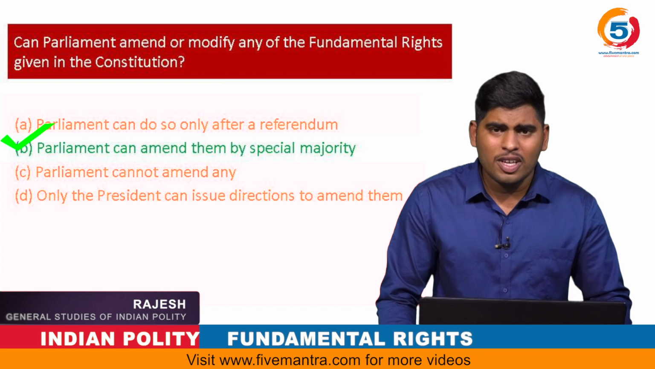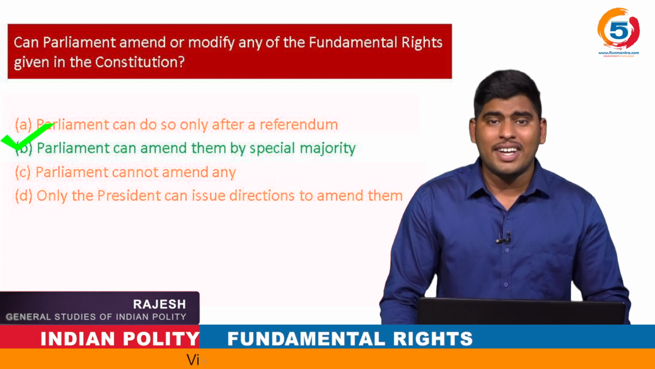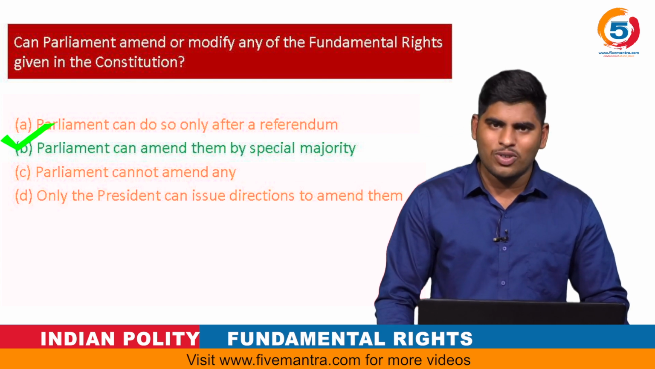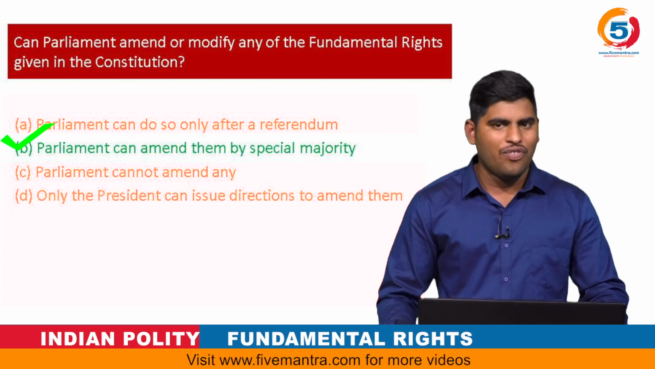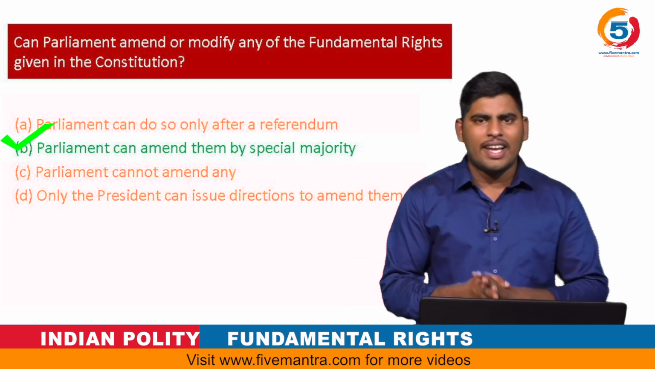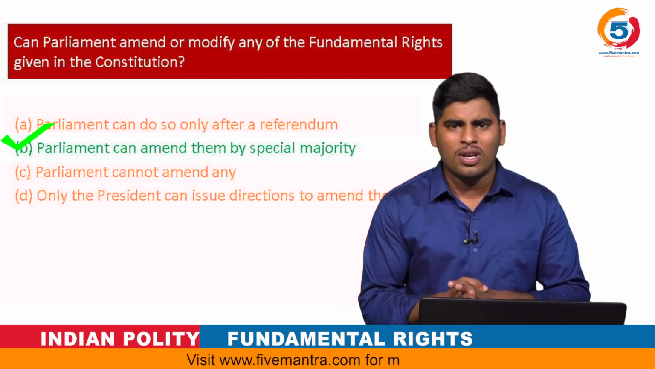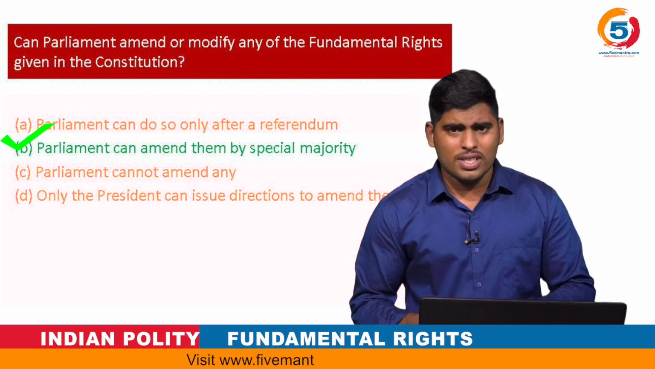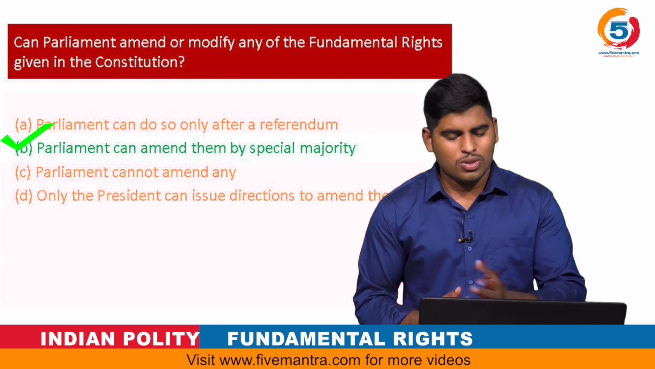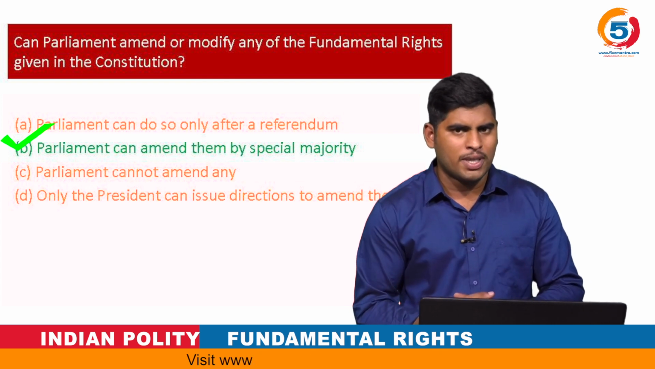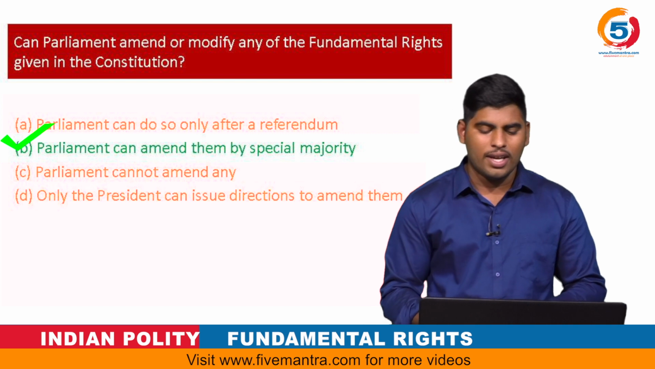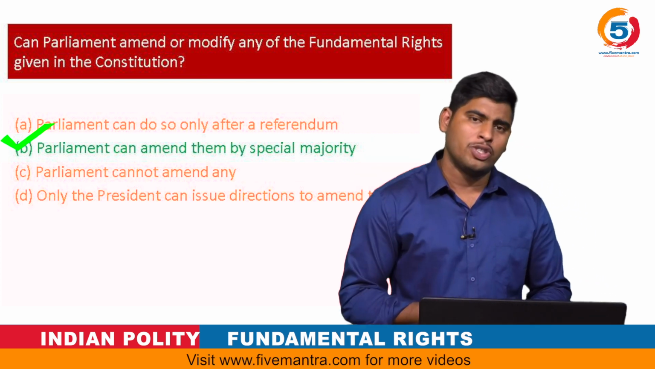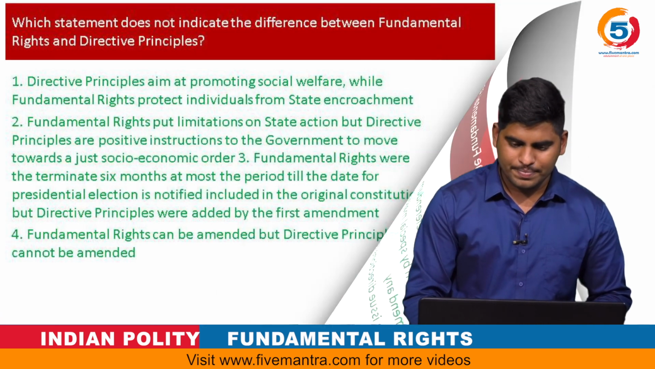And referendum is one of the instruments under direct democracy, but we are practicing indirect democracy, otherwise called representative democracy, where we have no place for direct democracy instruments like referendum, recall, initiative, plebiscite in our democracy generally. Okay, so I hope that you got a clear perspective upon this referendum. Okay, so for this question, the second option, Parliament can amend them by a special majority, is the correct answer.